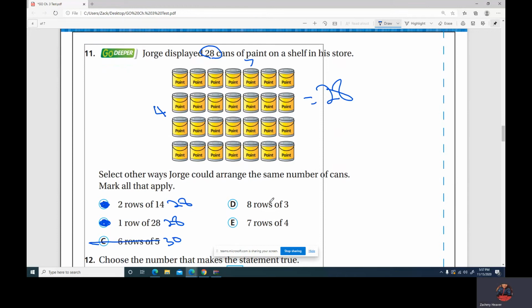8 rows of 3, which is 8 times 3 or 3 times 8, which equals 24, which means he could not do it. Lastly, 7 rows of 4, which is 7 times 4 or 4 times 7, which equals 28, which means he could do it. So he could have done it any of those three ways.